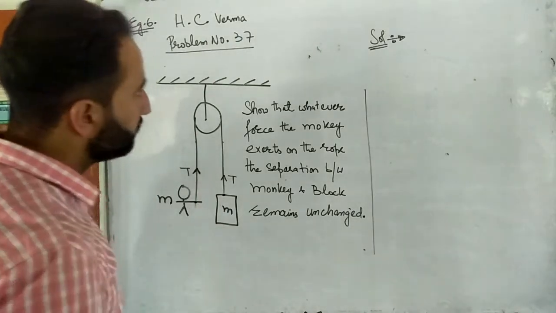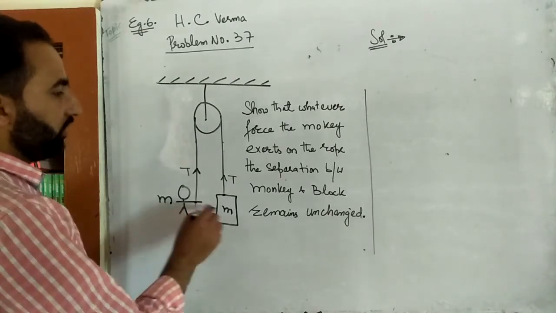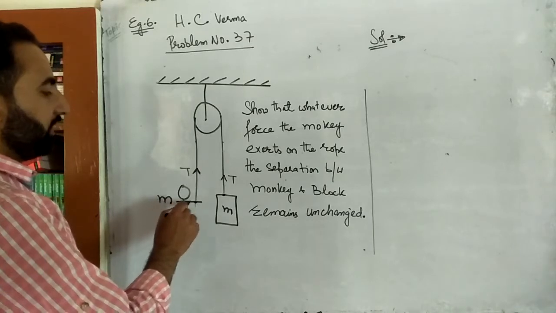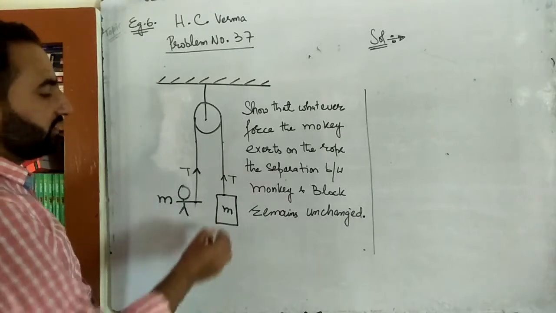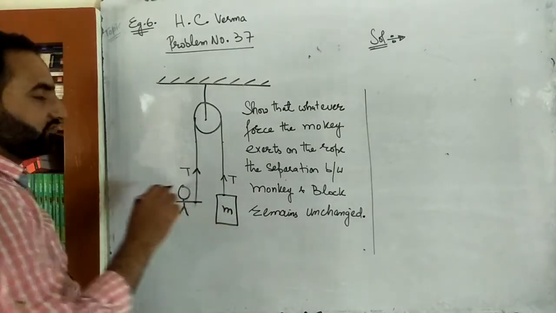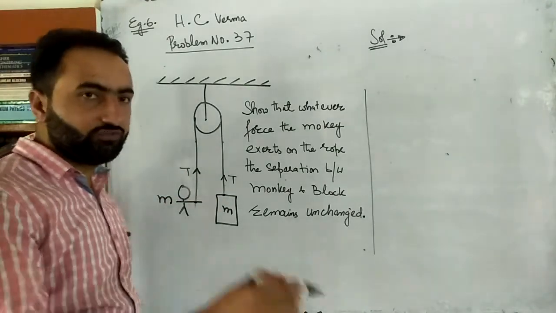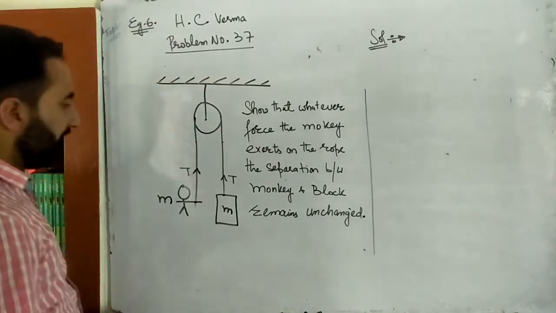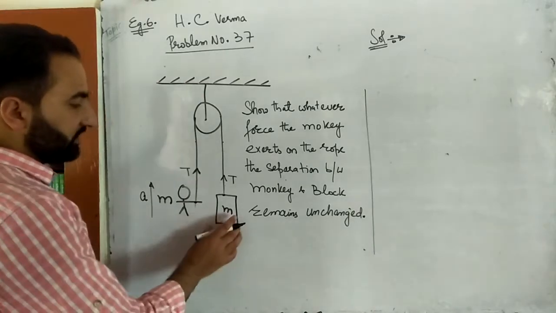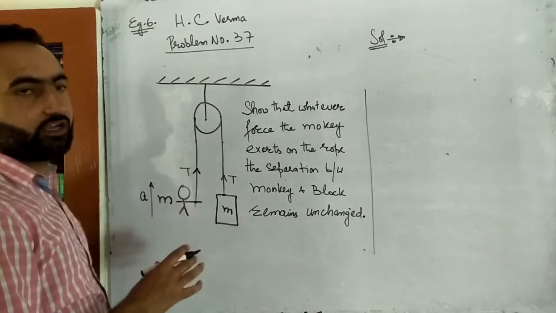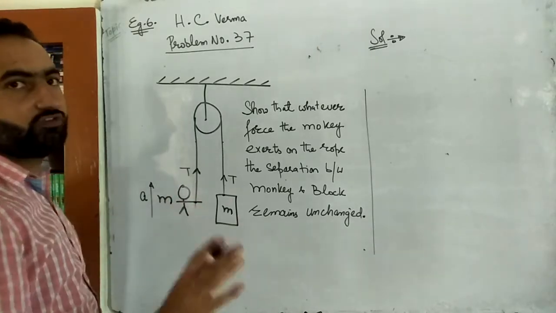Now the question is: show that whatever the force the monkey exerts on the rope, the separation between the monkey and the block remains unchanged. For example, the monkey will apply force on this, as a result of which this will accelerate upwards. In that very situation, we'll have to prove that this will also accelerate upwards, so that the separation between them remains unchanged always. There are two different ways by which we can solve it. Way number one: suppose this accelerates upwards with an acceleration of a. We have to prove its acceleration is also upwards, and that too a. Its acceleration is the same in magnitude and the same in direction. Only then will the separation between the two remain unchanged.